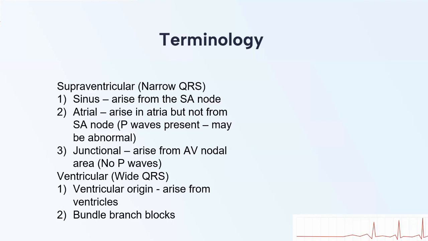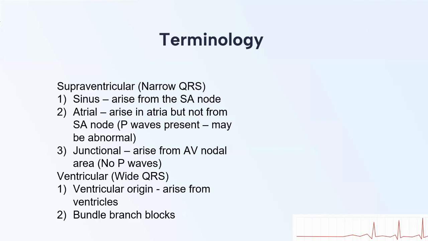And then junctional rhythms are rhythms that arise from the AV node, and in those you won't see any P waves on the rhythm strip. So the P waves are what would make you differentiate whether it's junctional or atrial in origin.